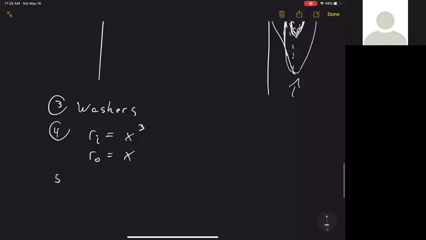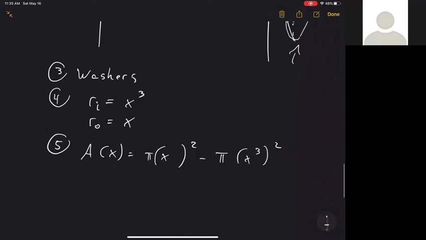So now I can write my area function, right? Area of the cross sections in terms of x would be pi R squared, so pi x cubed squared. Oh, no, excuse me, pi x squared, since R is x, minus pi r squared, so minus pi x cubed squared.